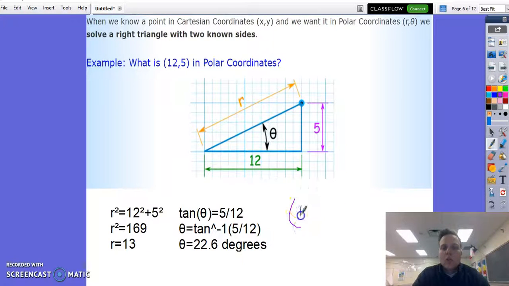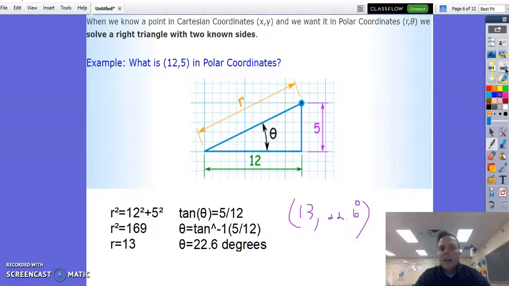So we know the polar point is the point 13 comma 22.6. And none of this was really new information. This was all old information. Just understanding that it could be put as a triangle and then seeing that this is a right triangle, so it's very simple to do from there. It's just remembering what we did at the beginning of the year, SOHCAHTOA, and remembering how to find the hypotenuse of a triangle given the two legs. A squared plus B squared is equal to C squared, where C is the hypotenuse.